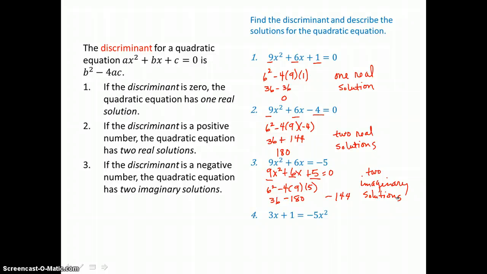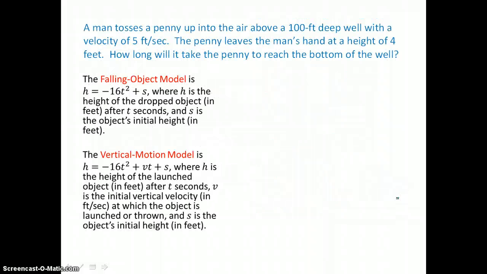Okay, we're going to run out of time, so we're going to skip example 4. You might want to try that on your own. And we'll look at this last example.